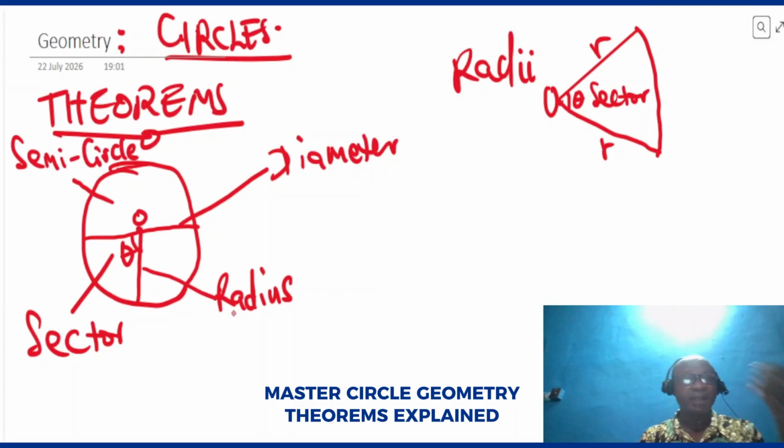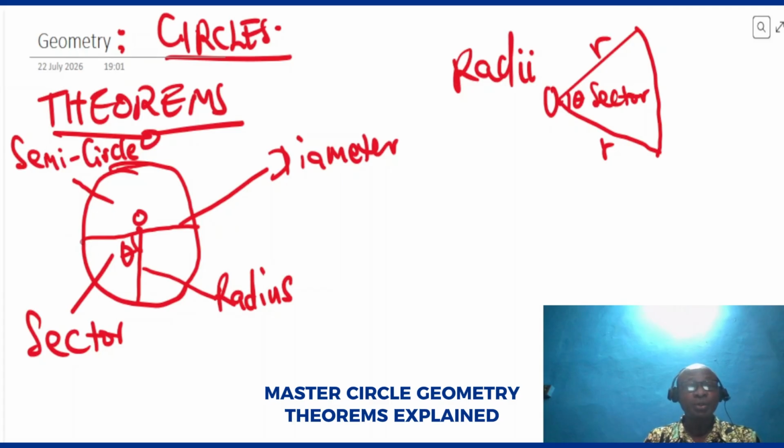So it is very important that we understand the organigram of a circle, the features of a circle, the entire terms that are used in circles, because they shall contribute to explaining theorems about circle geometry. Now, a semicircle is half of a circle.